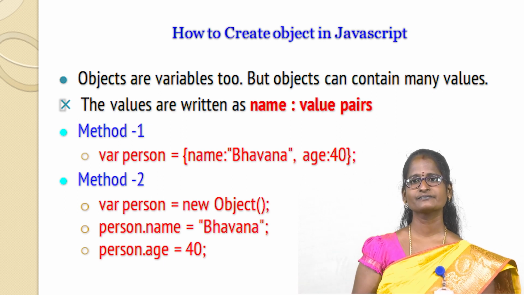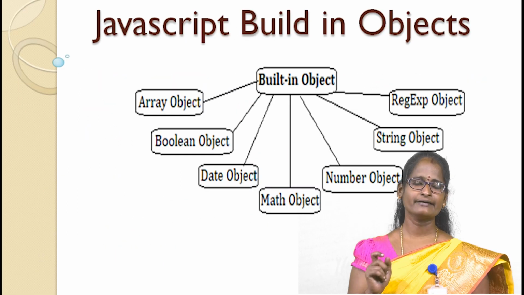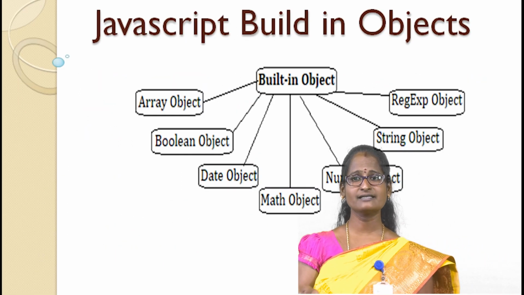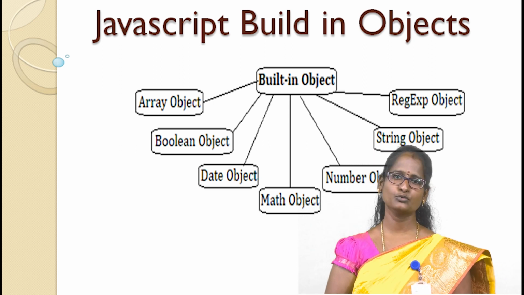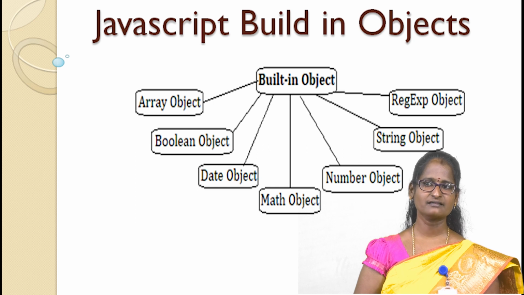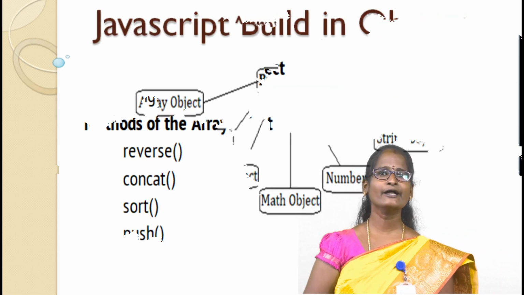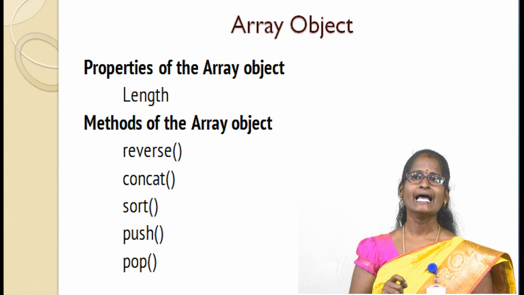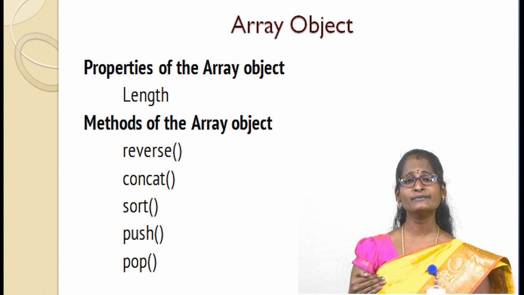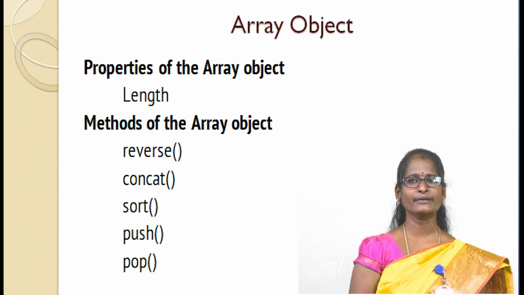Next, JavaScript built-in objects. In JavaScript, these are the built-in objects: Array, Boolean, Date, Math, Number, String, then RegExp objects. The Array object, the properties of the Array object. The first one is length. It returns the number of elements in the array. Then second, reverse. It reverses the array elements.